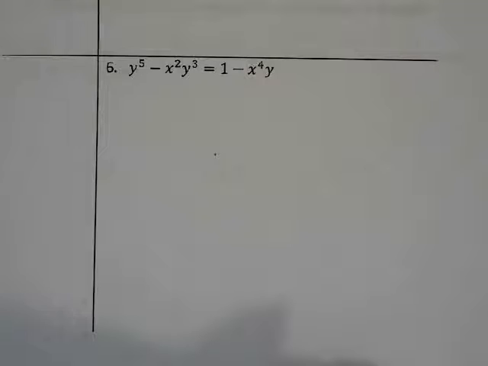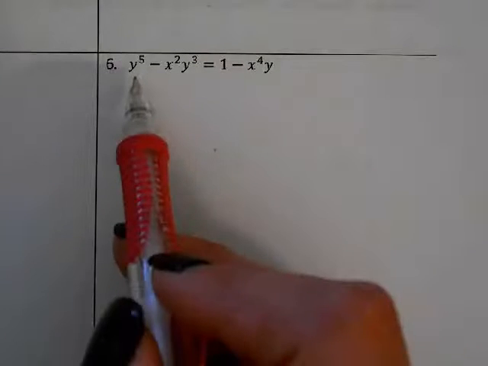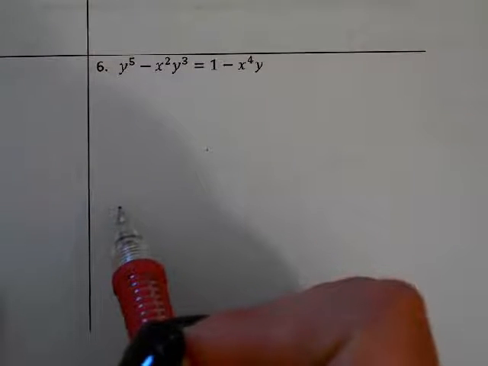All right, clear as mud, cool? All right, let's go ahead and start this one. So the derivative of y to the 5th is 5y to the 4th. And then we just stick a little dy dx on the end.